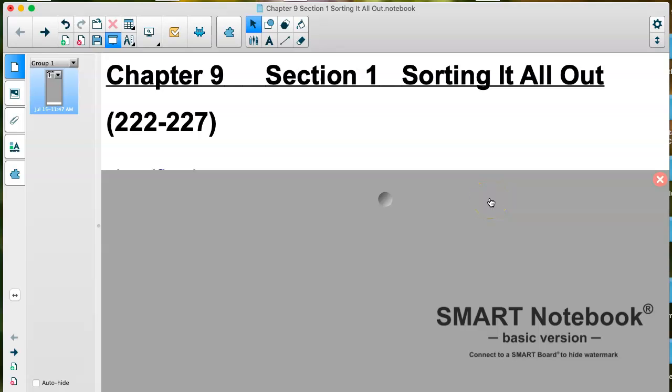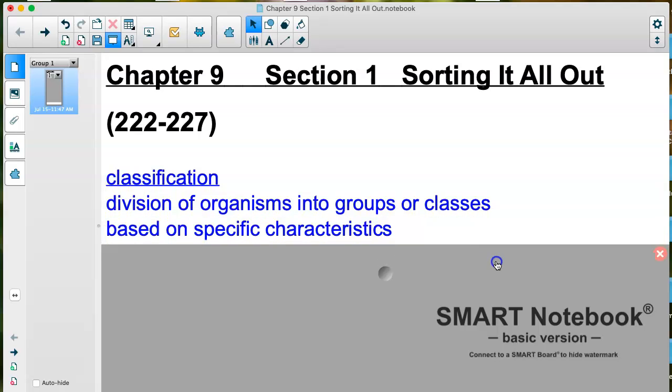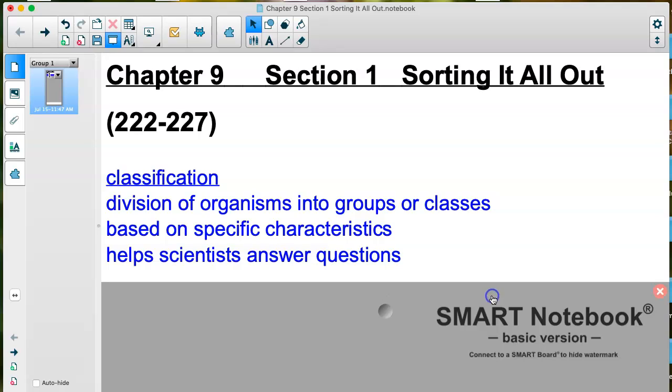Okay, we're going to go over the section that you guys just read about classification and taxonomy. So we're not going to spend a lot of time on this, but I think there's some valuable information here that'll help. So what is classification? We classify things all the time. It's when we divide up organisms, in this case, into groups or classes. And we use characteristics to do that. This helps scientists answer some questions about where things fit.